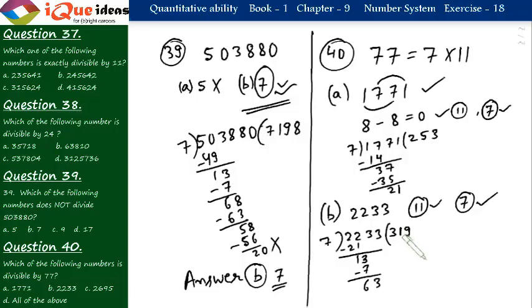There is no option which says only A and B. That means all of the above has to be the answer. You don't need to check the third option, right? See, please understand.